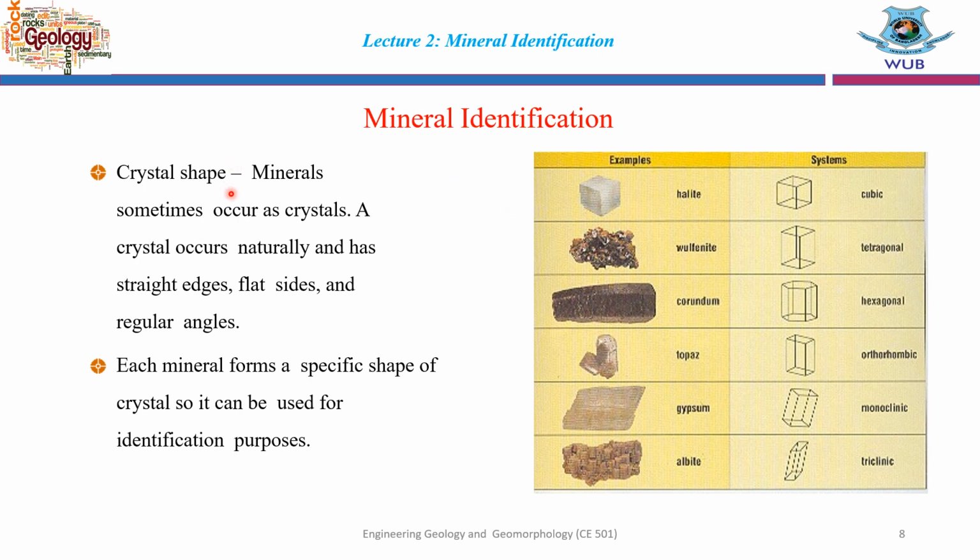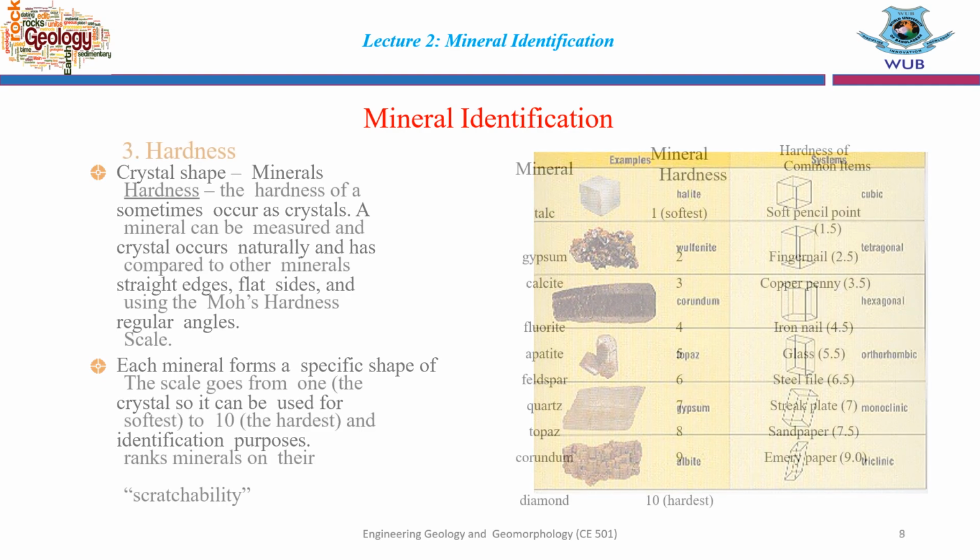Crystal shape. Minerals sometimes occur as crystals. A crystal occurs naturally and has straight edges, flat sides, and regular edges. You see here in the picture various examples of crystals. Each mineral forms a specific shape of crystal, so it can be used for identification purposes.